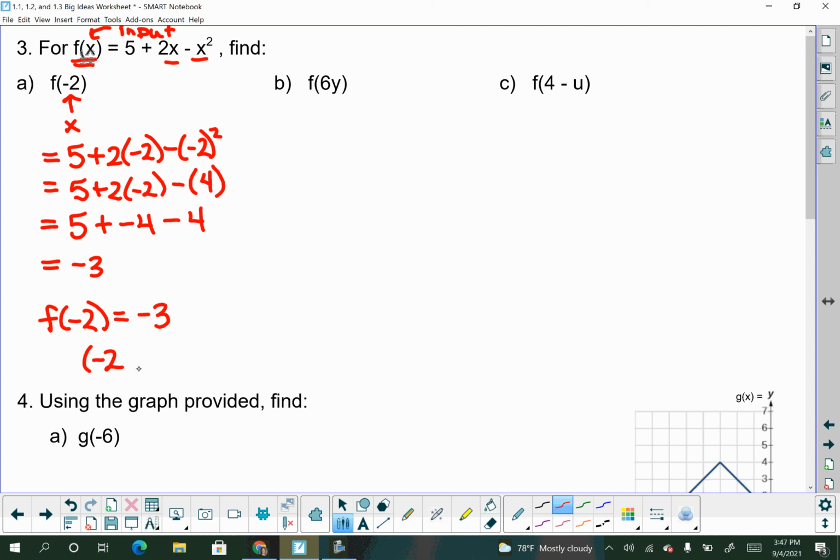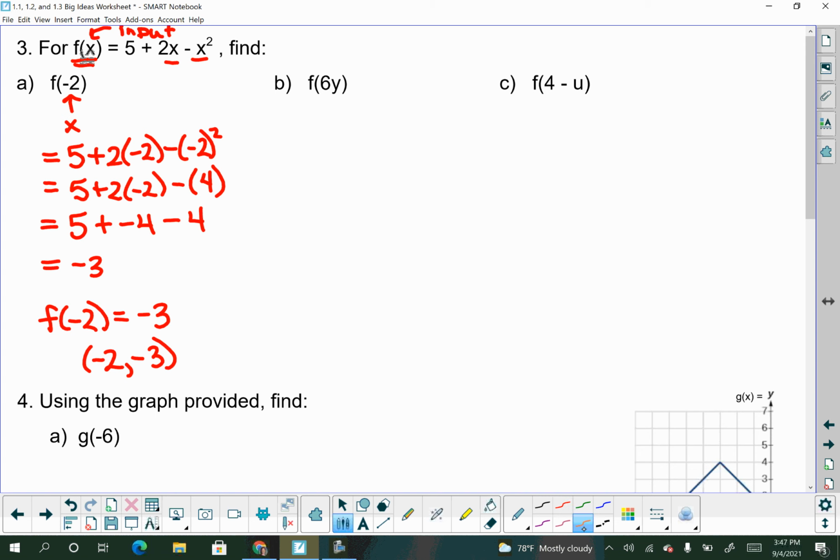And that actually tells us that negative 3 that we're getting out is a y value. It tells me the point negative 2, negative 3 is on this graph. If we were to look at the graph, we would see that x and y coordinate that go together. So that's what we're getting out when we're evaluating these, a y that goes with an x value.